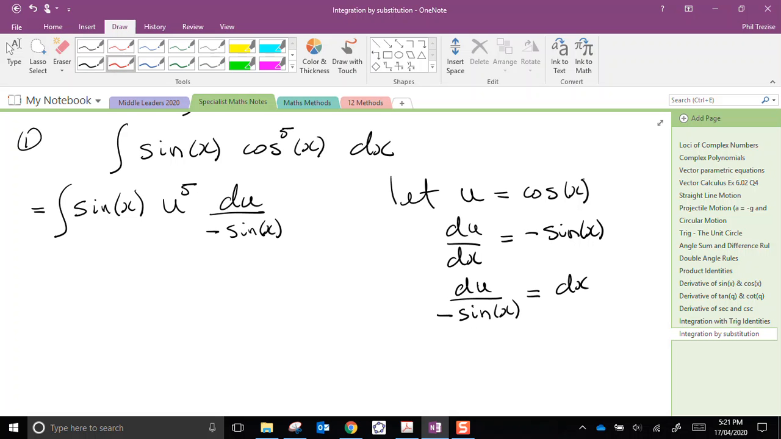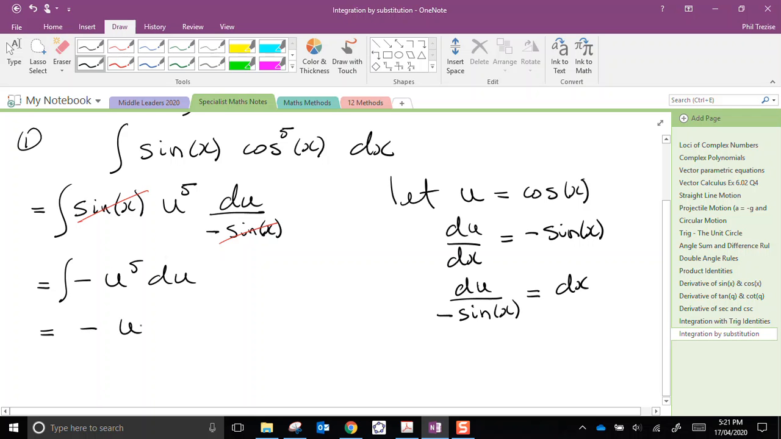Now this is why it was important that the derivative appeared in the original integrand. So we can cancel them out, and that effectively cancels out the variable x as well, which means we have now a pretty straightforward integral to worry about. It's the integral of negative u to the power 5 du.